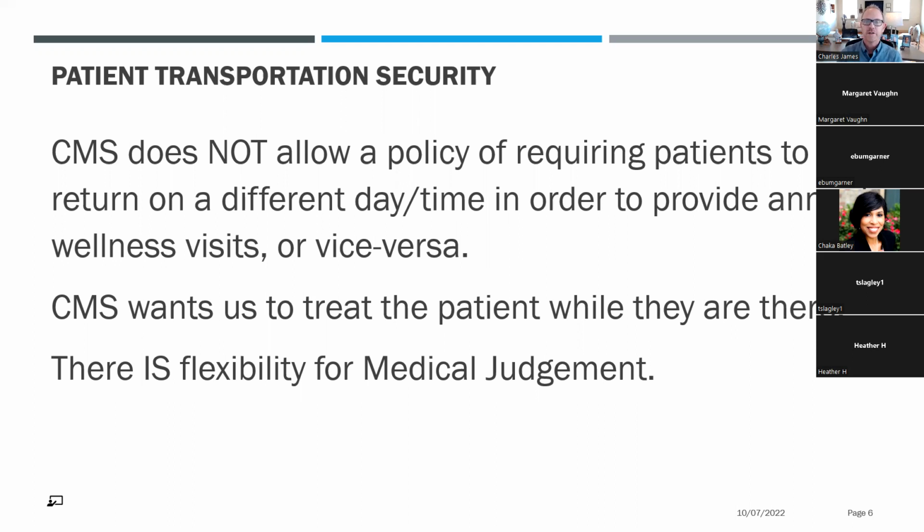CMS wants us to treat the patient while they're here. I think those of us in the clinics understand the degree of transportation insecurity that many of our patients have for various reasons. And so that's a big driver of this. And plus, our patients are sick. They're in the clinic. That's when it's time to see them. Now, of course, the patient shows up and the provider can or can't do something. That's a totally different thing. But having policies in place to say, leave and come back so we can do your annual wellness visit because we only get paid the encounter under this scenario, that thinking needs to go away.